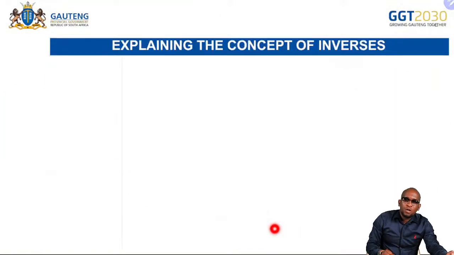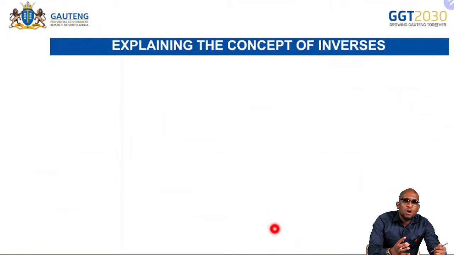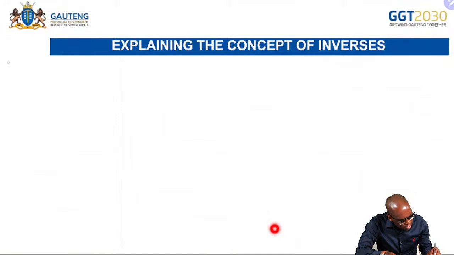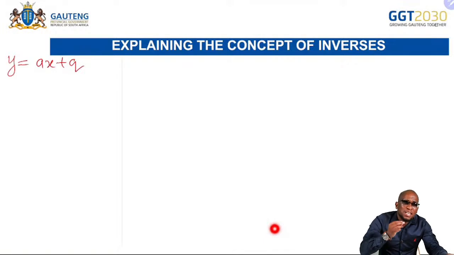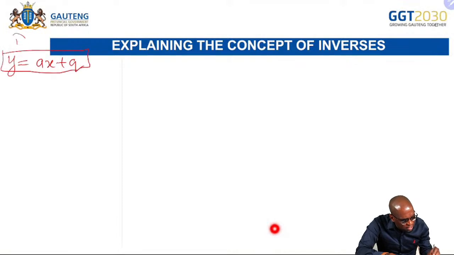Right, good people, we are now moving on to inverses. I'm just going to rush quickly through these inverses. We are going to start by explaining the concept of the inverse, and then from there we will answer a few questions on inverses. Now remember, on our inverses we first have y is equals to ax plus q. That is a straight line. We can define the inverse of that.